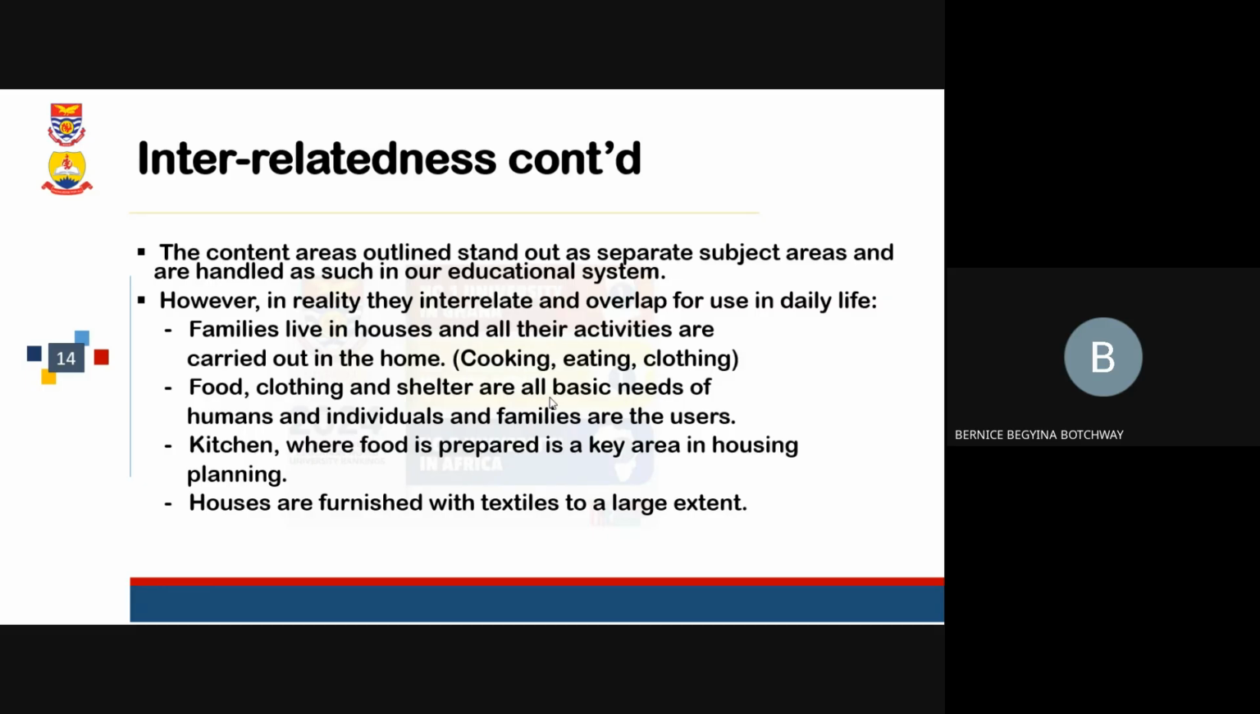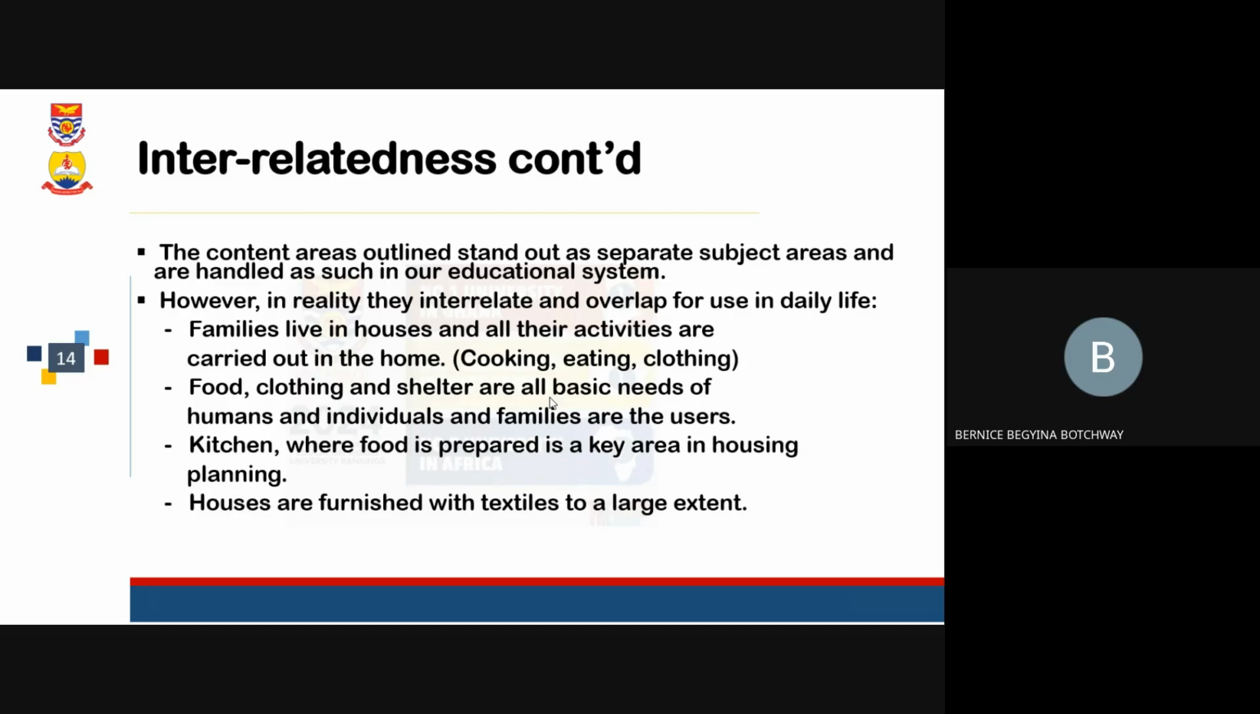So the content area outline stands out as separate, as I earlier said, that they are all separate subject areas, and then handled differently in our educational system. When it comes to the tertiary level, we have students who are majoring in food and nutrition, clothing and textiles, management and living. They stand in isolation. But however, in reality, they interrelate or overlap for use in our daily life.